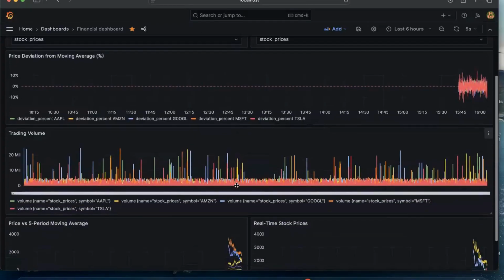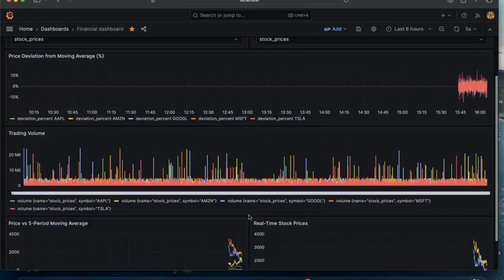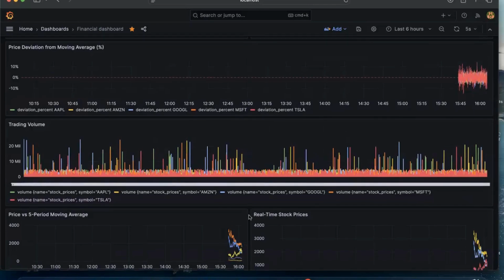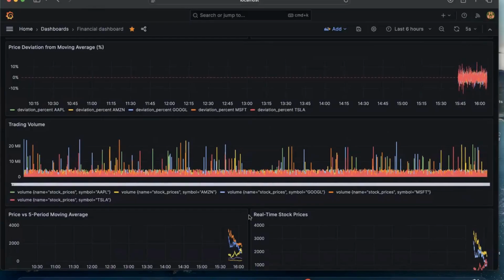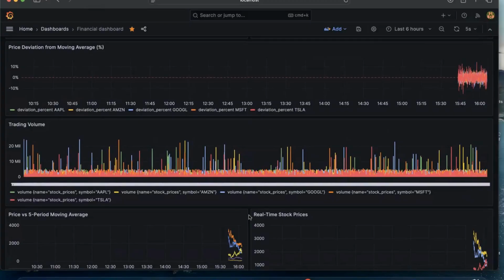At the bottom, we are talking about the trading volume, where the chart uses color coding: green for Apple, yellow for Amazon, blue for Google, orange for Microsoft, and red for Tesla. Those tall spikes exceeding 20 million shares are our automated anomaly detections in action.